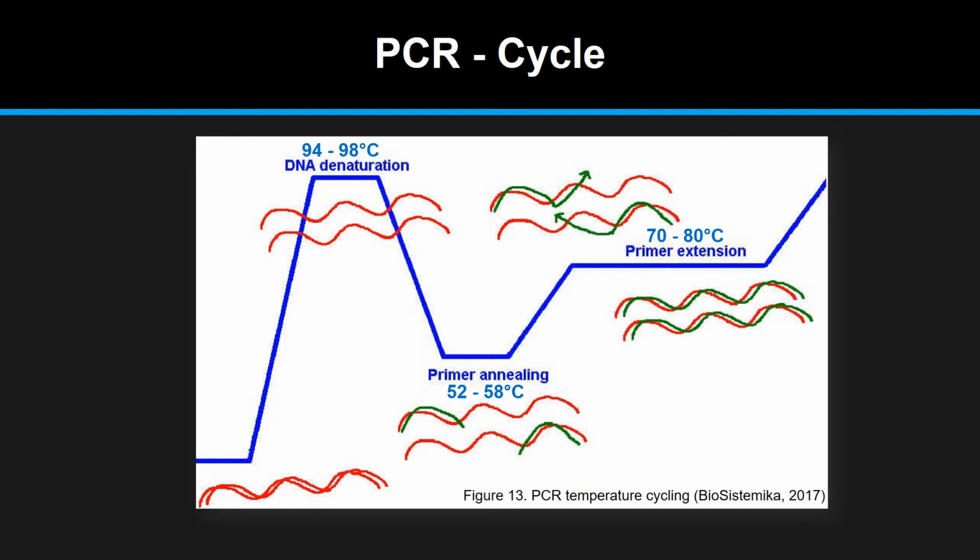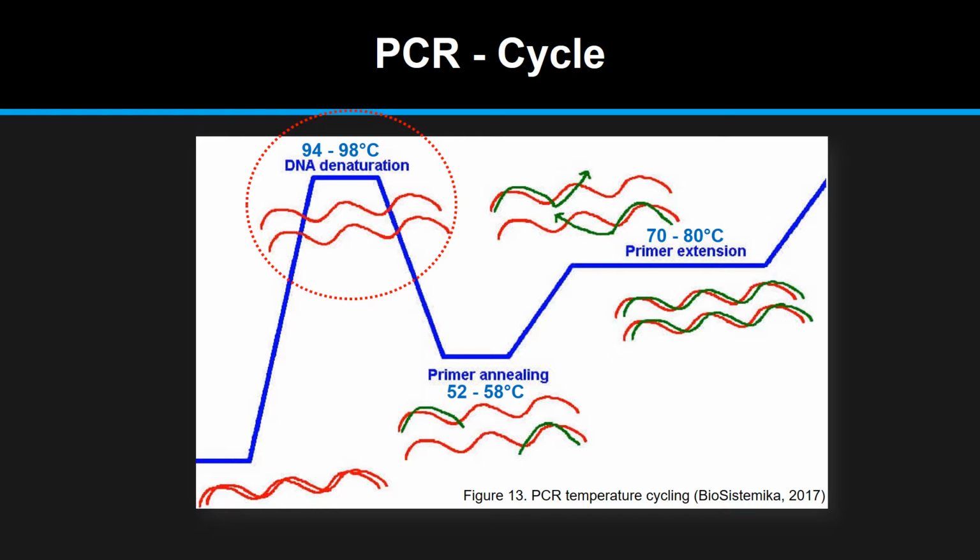Then the first cycle starts. The solution is heated up to 94-98 degrees Celsius, which denatures the double helix DNA strand, breaking its hydrogen bonds and releasing the two single strands with their now exposed nucleotide sites.